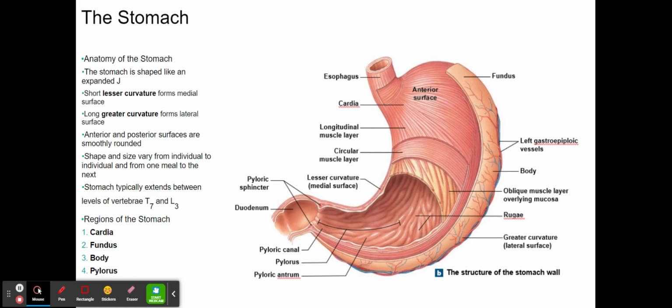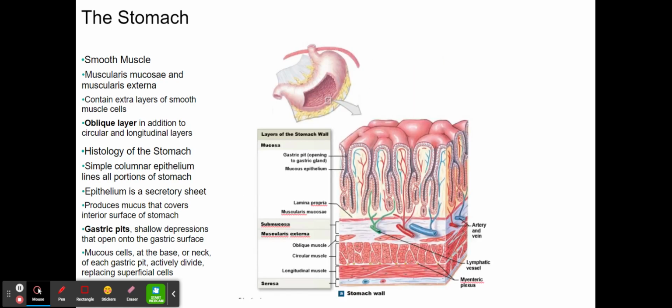The muscularis mucosae and muscularis externa of the stomach contain extra layers of smooth muscle cells in addition to the usual circular and longitudinal layers. The muscularis mucosae generally contains an outer circular layer of muscle cells. The muscularis externa has an inner, oblique layer of smooth muscle. The extra layers of smooth muscle strengthen the stomach wall and assist in the mixing and churning essential to the formation of chyme. Simple columnar epithelium lines all portions of the stomach.